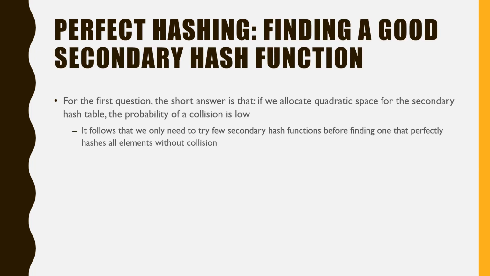Let's look at the first issue and estimate how many trials we need to find a good secondary hash function. In short, we would like to argue that because we allocate a large space for the secondary hash table, the chance of having a collision is low. Therefore, we only need to try a few times before finding a good secondary hash function.